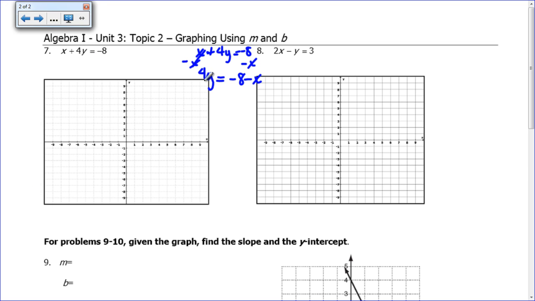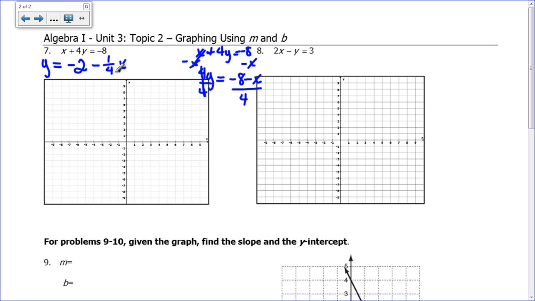Now I have to divide by 4 because there's a 4 still here connected to my y. So now I'm going to do it over here so I have room. y equals, now I'm going to split this into pieces and I'm going to divide. -8 divided by 4 becomes -2. And then this has an invisible 1 in it. So -1 divided by 4 becomes -1/4 x.